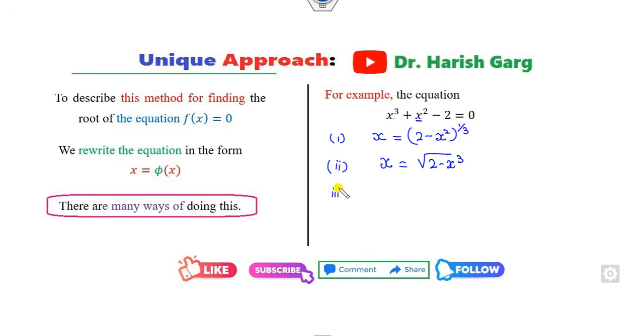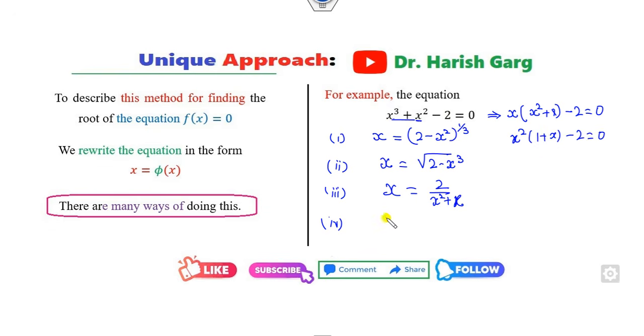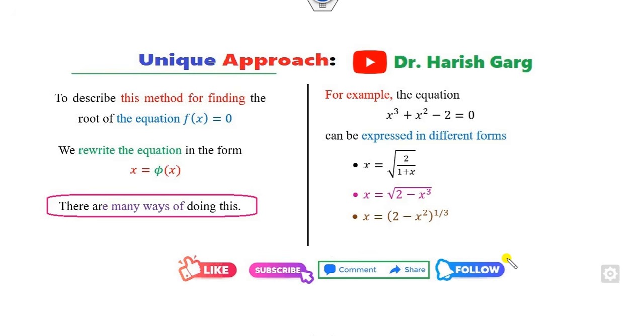Or I can find the value of x from the first two terms. I can take x as a common factor. Then it will be x squared plus 1 minus 2 equals 0, so x will be 2 over x squared plus 1. Or you can take x squared as a common factor, since this is x squared plus x. Then it will be 1 plus x minus 2 equals 0, so x will be 2 over 1 plus x. And many more methods are there. So you can see there are so many ways to find the value of x. So this is my phi of x.